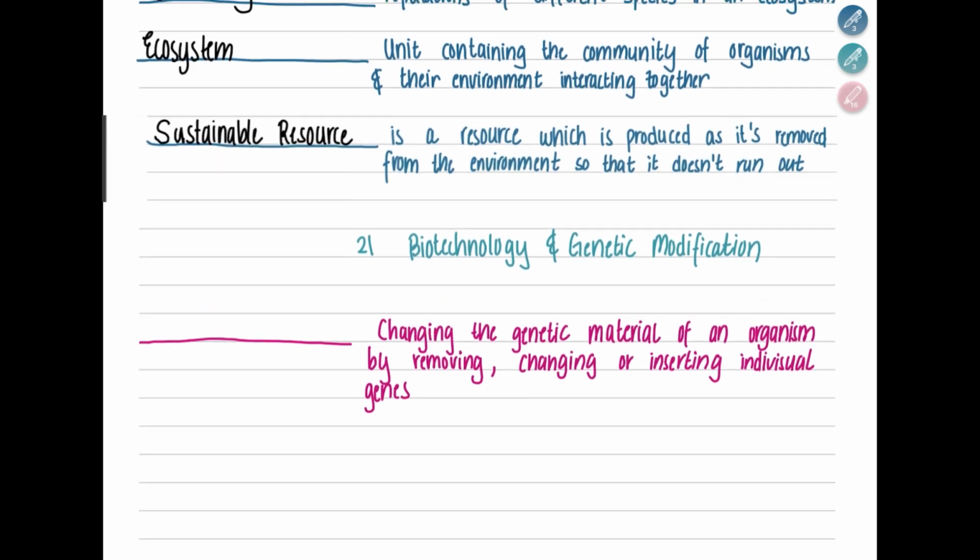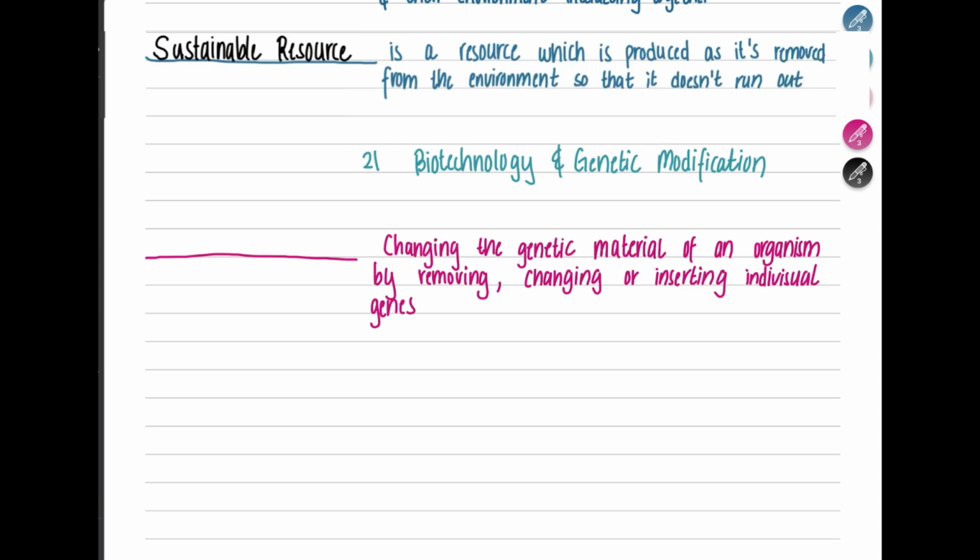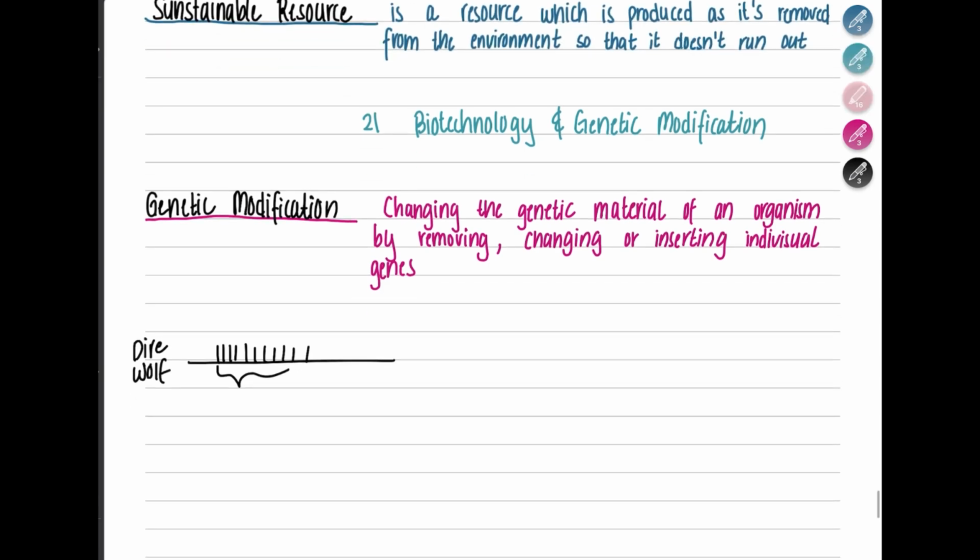Okay, our last definition is about biotechnology, genetic modification. What is changing the genetic material of an organism by removing, changing, or inserting individual genes? That is going to be genetic modification. One recent example is the direwolf. The direwolf was extinct. They have the DNA of a direwolf, and they could extract it from fossils. They extracted and sequenced particular genes from the DNA. Then they found its closest living creature, for example, the gray wolf.